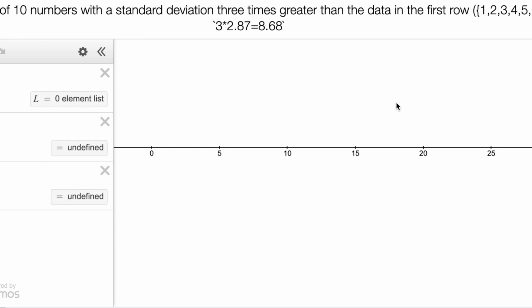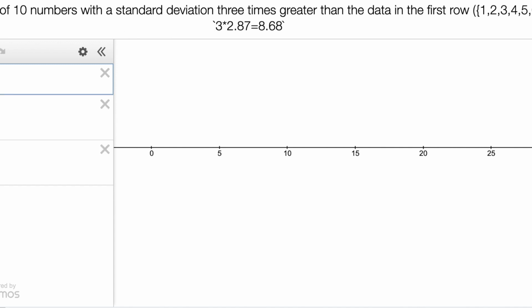Now they say create a data set of 10 numbers with a standard deviation 3 times greater than the data in the first row. So here's my data in the first row. We have 1 through 10, and our standard deviation was 2.87, so we want 3 times that. It doesn't say anything about what the mean has to be. It just says the standard deviation has to be 3 times greater. So if we need our standard deviation to be higher, we have got to spread our numbers out. So let's do, I'm just guessing here, 1, 4, 7.